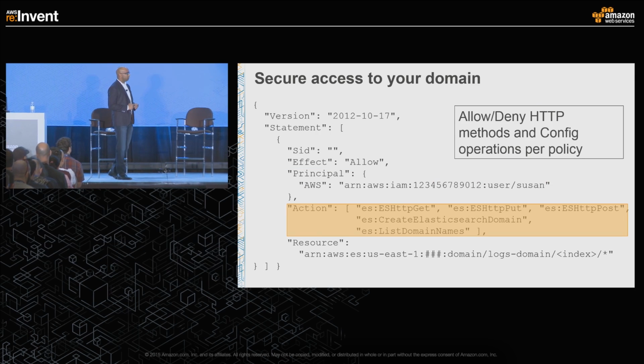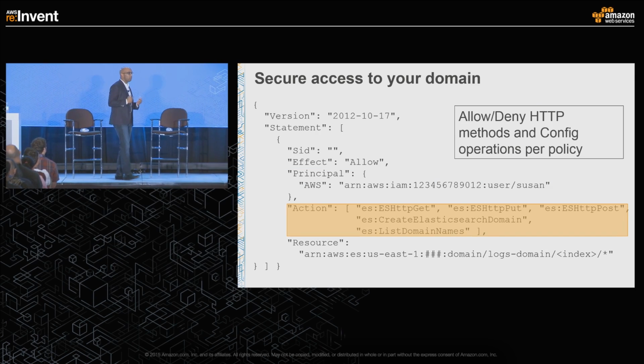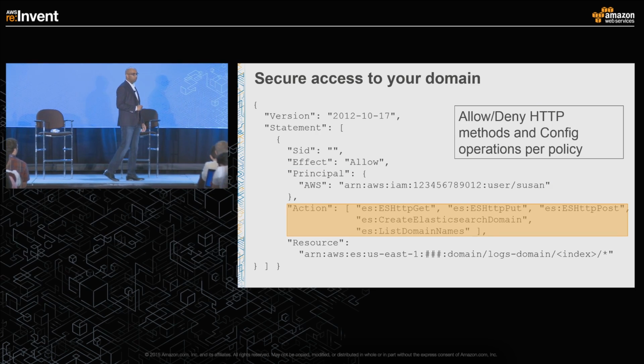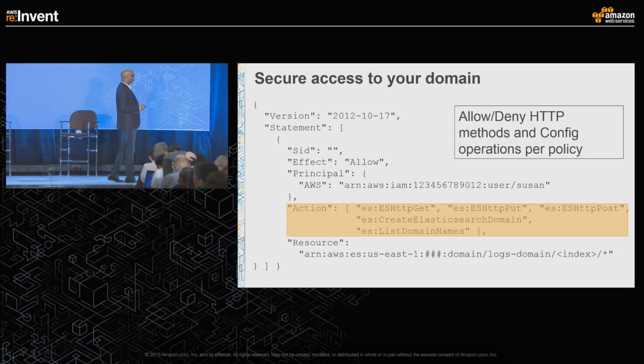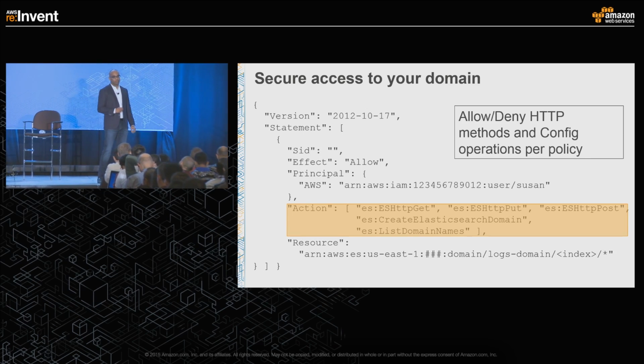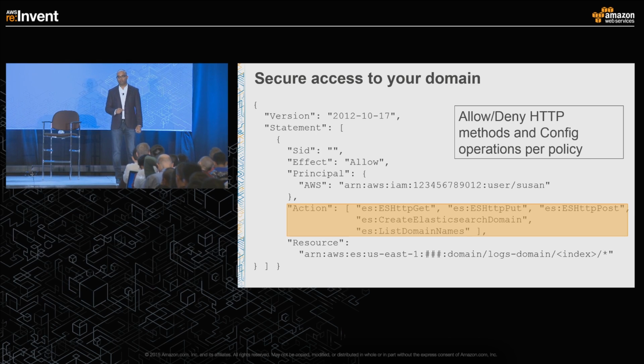The action element in this policy specifies what we want to let that user do. In this case, we're giving them access to be able to execute certain HTTP commands, get, put, post, and then a couple of the management APIs that we have available. So we're giving this access sort of limited control to what they can do.